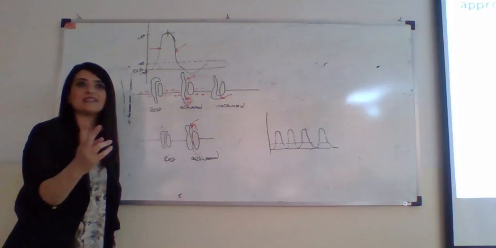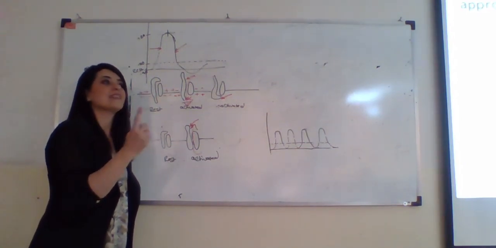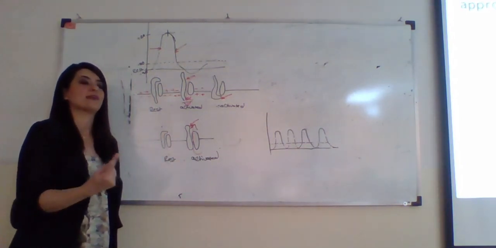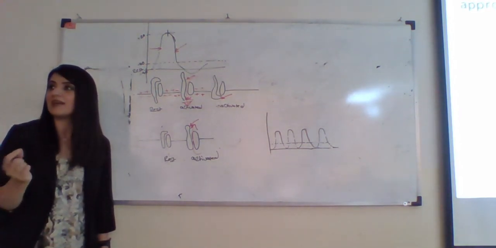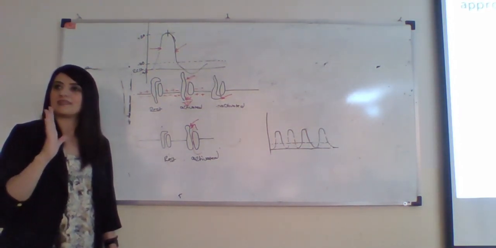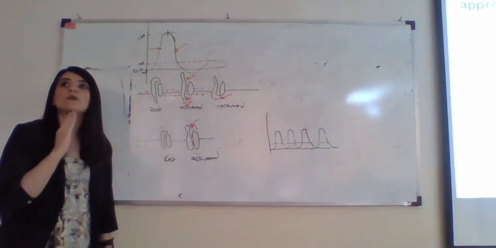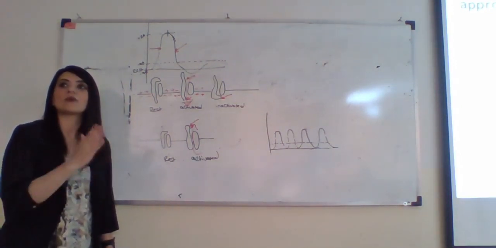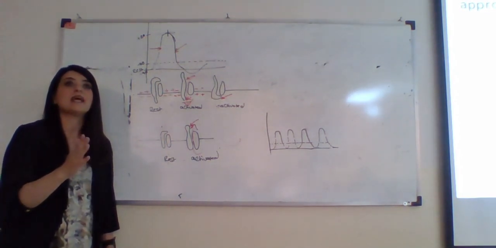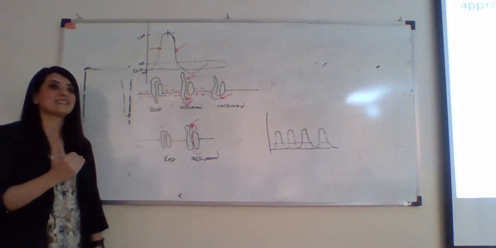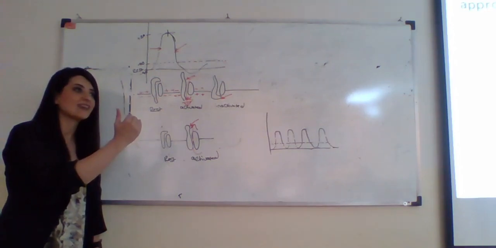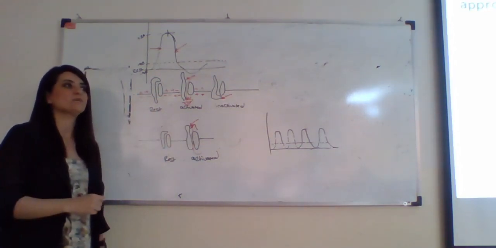Refractoriness, by definition, has two types. Absolute and relative. By definition, absolute means the membrane cannot be re-excited or fire again no matter what is the strength or intensity of the stimulus. But in relative, with a slightly higher stimulus we can produce another action potential.